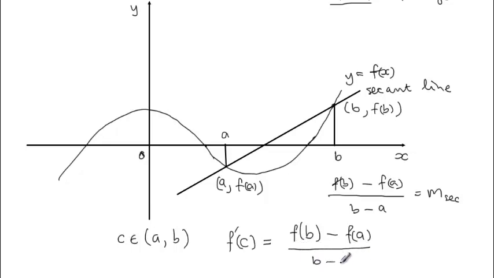B minus A. So in simple words, this theorem states that if we've got a secant line between two points on the curve, and the curve within that interval from A to B is continuous and differentiable, then there will always be a point C between the points A and B where the tangent line has a slope which is equal to the average slope between the two points. That's what the mean value theorem means.